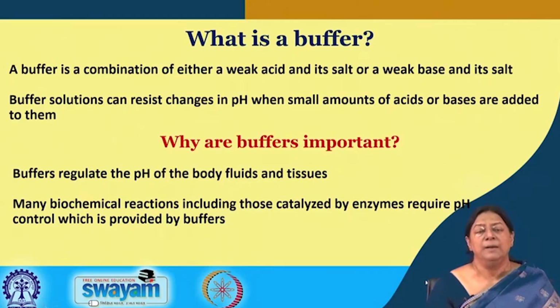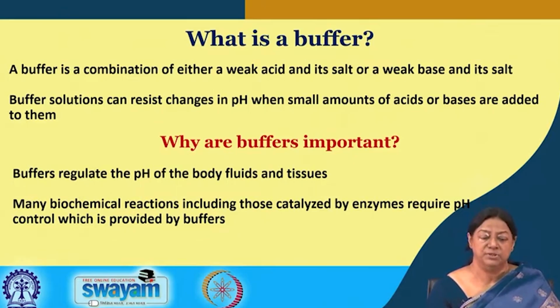Now, when we come to a pH, in terms of how we want our biological system to work, we need what is called a buffer solution. Now, a buffer is a combination of a weak acid and its salt, or a weak base and its salt. Buffer solutions actually can resist changes in pH when small amounts of acid or base are added to them.